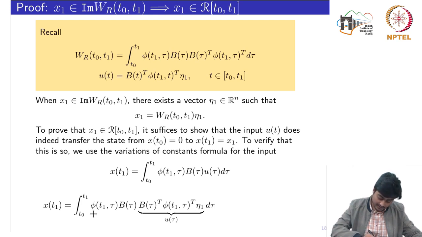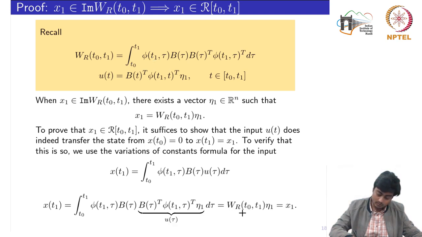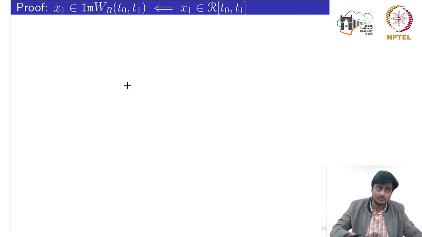Now see clearly that this whole part is nothing but your WR, the reachability Gramian. So I could write it is equal to WR into eta 1, and WR eta 1 is nothing but x1. Right? So this is the overall proof, the first part, that x1 belonging to the image of WR implies that x1 would also belong to the range subspace for this specific u. Okay, meaning to say that there exists some u.